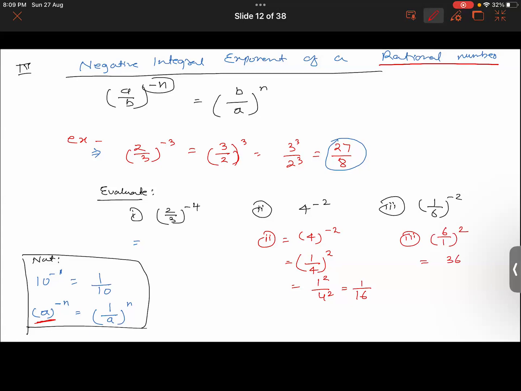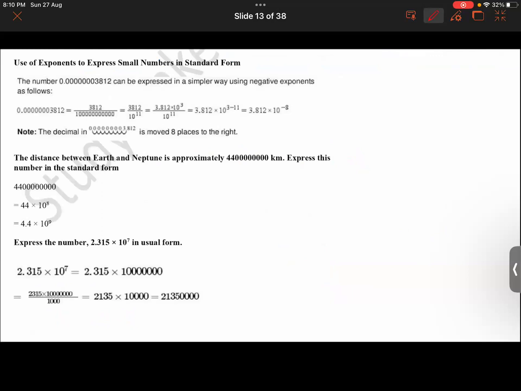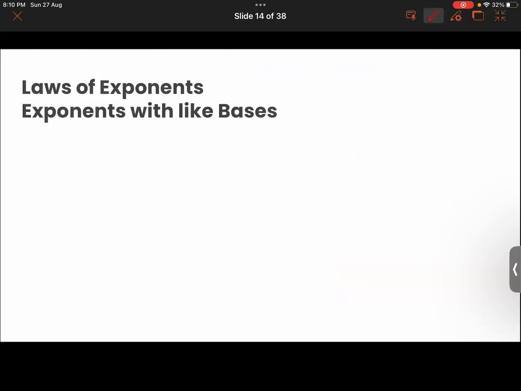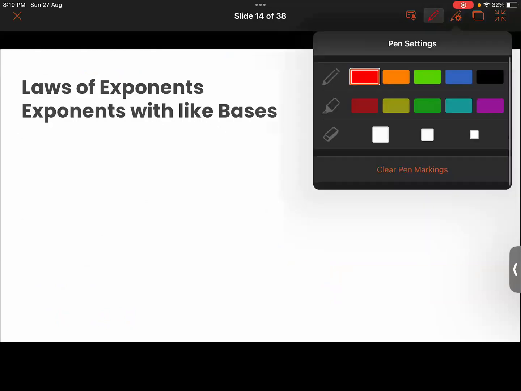Okay. Shall we move ahead then? Any confusions? No, sir. Okay. Now, next thing we will be talking about is the law of exponents. There are different laws of exponents, right? Yes, sir. So, what are the different laws?